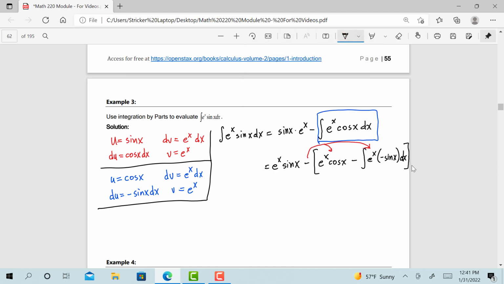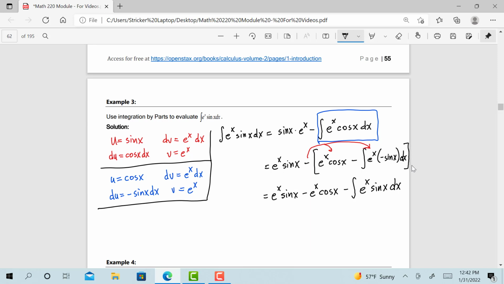So this negative sign needs to go to both terms inside the brackets there. When we do that, we get that this is equal to e to the x sine x minus e to the x cosine x. And then distributing the negative here, we have negative and negative, so we have plus the integral of e to the x. Oh, and I actually forgot about the negative sign inside. So there's actually 3 negative signs. So this should not be a positive. This should be a negative, correct? So we have negative e to the x sine x dx.